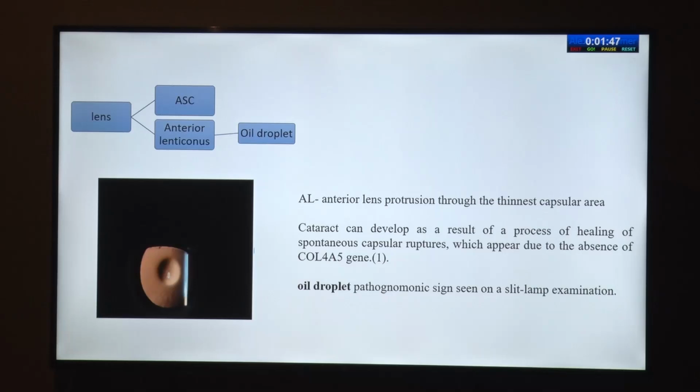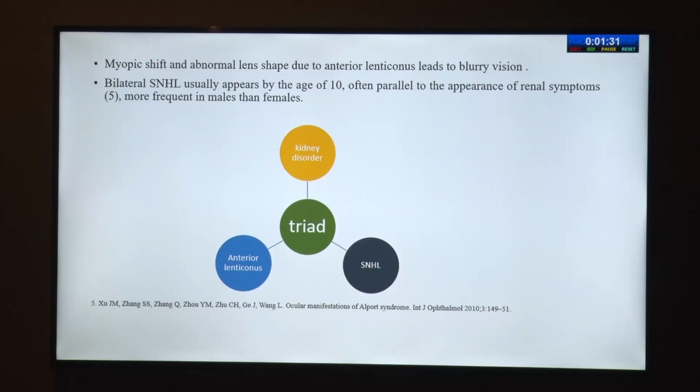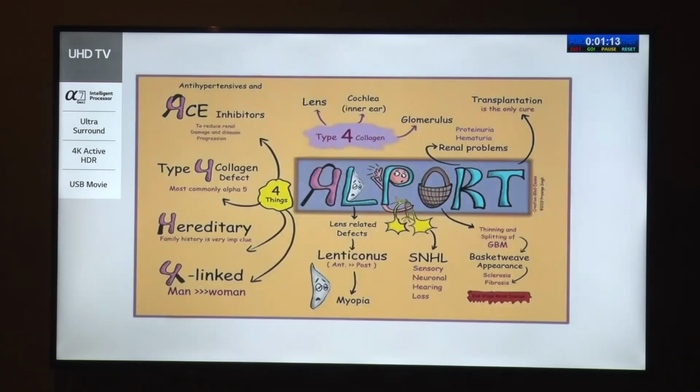Cataract can develop as a result of the healing process of spontaneous capsular rupture, which appears due to the absence of the COL4A5 gene. Oil droplet is a pathognomonic sign which can be seen on slit lamp, IDO, or retinoscopy. The myopic shift and abnormal lens shape due to the anterior lenticonus lead to blurry vision. Bilateral sensorineural hearing loss usually appears by the age of 10, parallel to the renal symptoms, which are more frequent in males. We get the triad of kidney disorder, anterior lenticonus, and sensorineural hearing loss in Alport. So this is a short note about Alport.